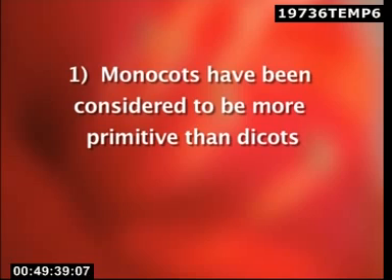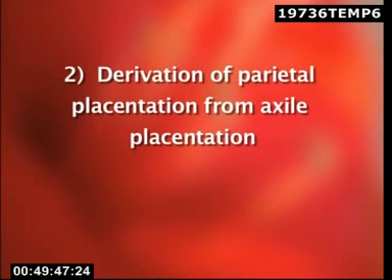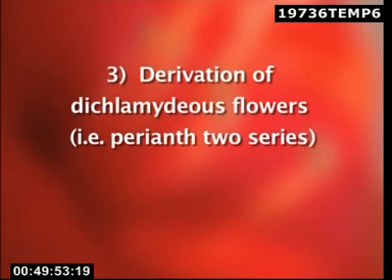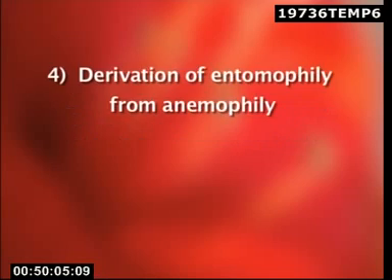Now the demerits of the Engler and Prantl system of classification. First, monocots have been considered to be more primitive than dicots, which does not correspond to the present day evidence. Number second, derivation of parietal placentation from axial placentation. Number third, derivation of dichlamydeous flowers, that is perianth in two series, from monochlamydeous ones, that is perianth in a single series, is objectionable. Number fourth, derivation of entomophily from anemophily. This is all about the Engler and Prantl system of classification.